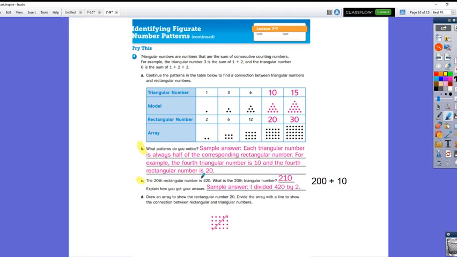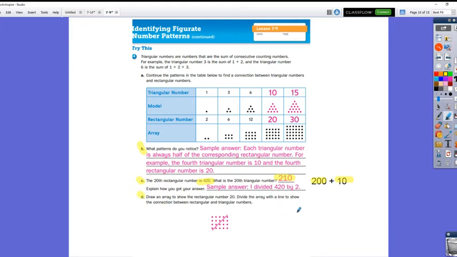The 20th rectangular number is 420. What is the 20th triangular number? Well, it's going to be half as much as 420. So here, what's half of 400? 200. What's half of 20? 10. So that would make 210. Explain how you got the answer. Sample answer: I divided 420 by 2.